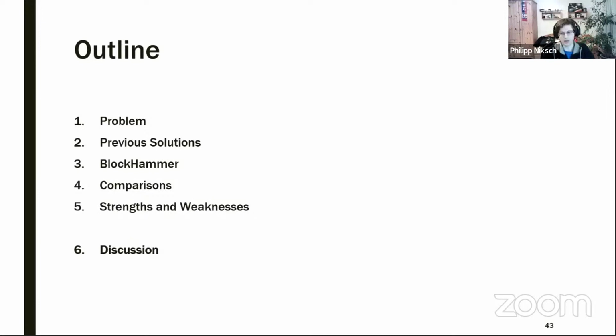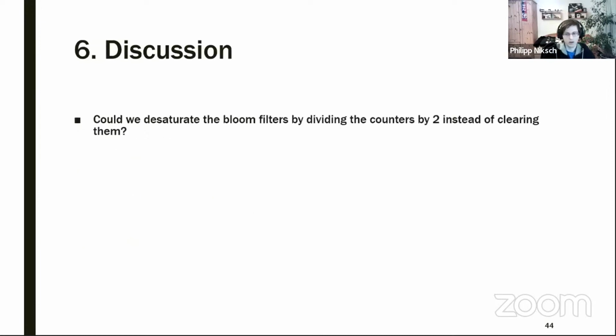So let's get into the discussion. The reason why we need unified counting Bloom filters is because we need to desaturate the Bloom filters at some point without losing all information at once. But another way to desaturate a Bloom filter would be to simply divide all the counters by 2.